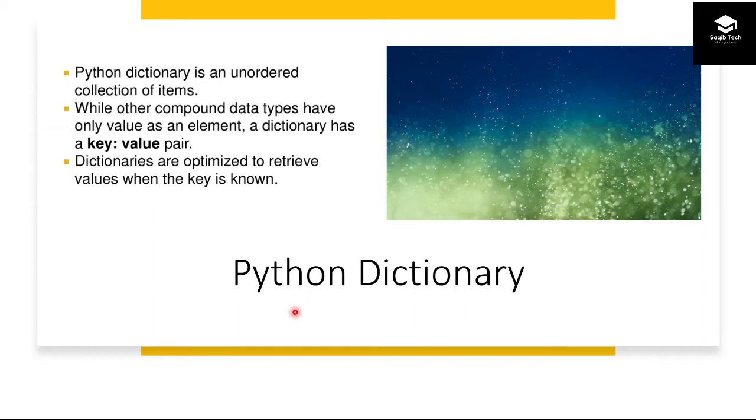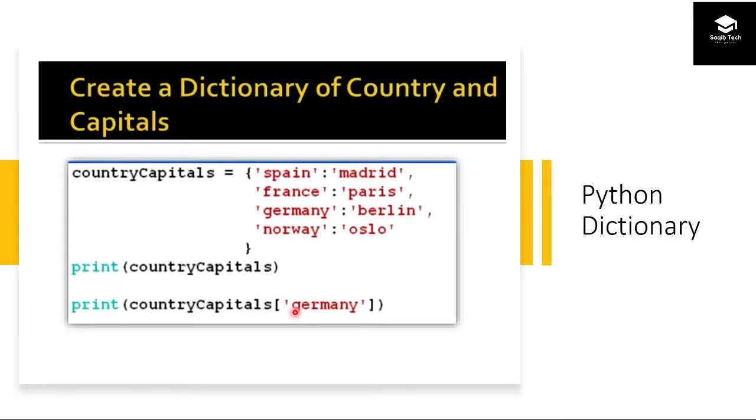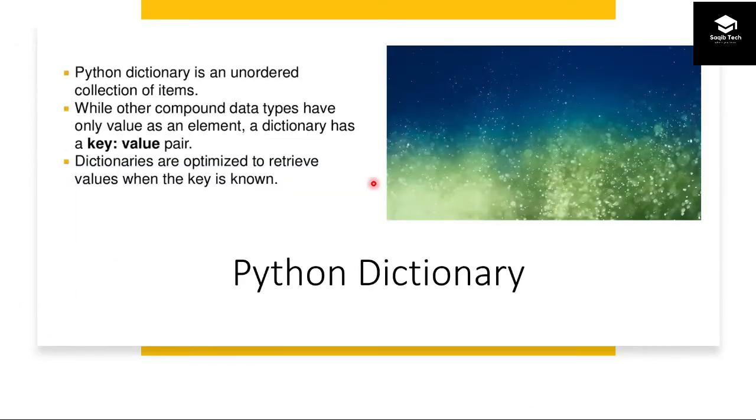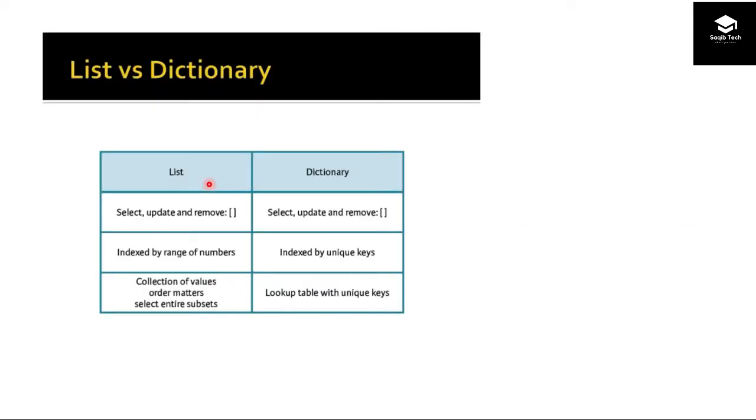While other compound data types have only one value as an element, a dictionary has a key-value pair, as you have seen in that example: it has two values, key colon value. So unlike a list, it has two values, key colon value. Dictionaries are optimized to retrieve values when the key is known. In other data types the keys are indexes. When you want to access a value of a list, you write list of 1, list of 2 or anything. But in dictionaries we can't do slicing like that. We need to write the key inside the dictionary to print that value.